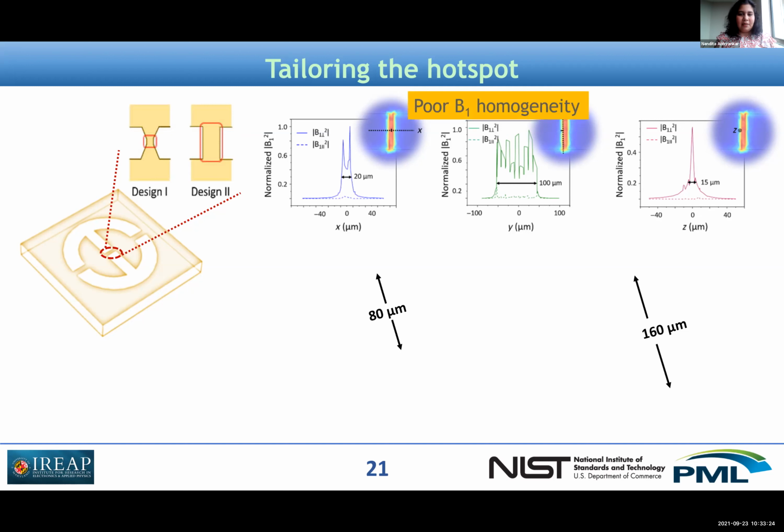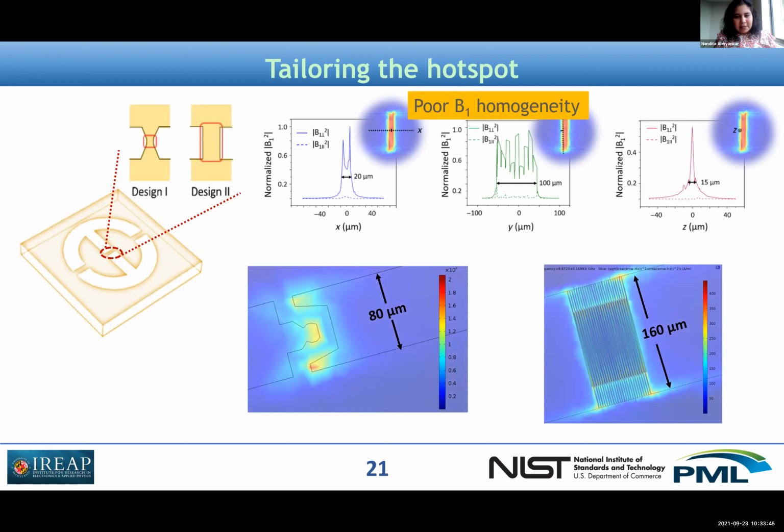But a problem is that the B1 homogeneity is very poor, because the sample is going to extend over several hundreds of microns around the hotspot. So if you have even weak B1 in that sample space, that is going to contribute to your signal. So the B1 homogeneity is not very great in these or in any microresonator really. But there are ways. Because the hotspot, that central bridge, is so small compared to the overall resonator size, any changes in it are a small perturbation to the anapole.